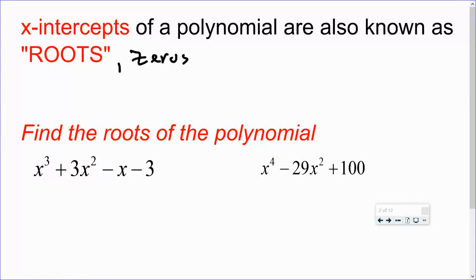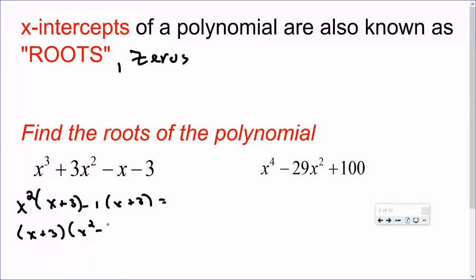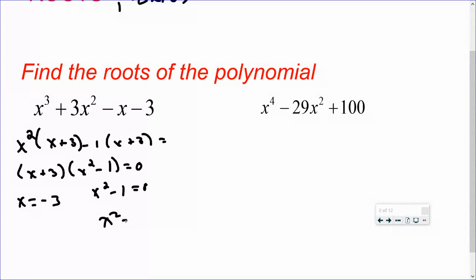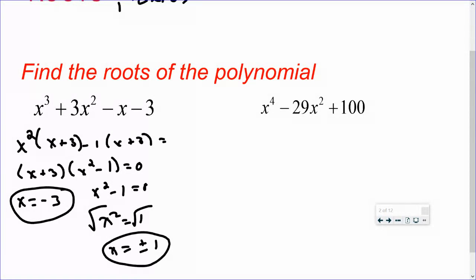When I see a problem like this, I'm going to try to factor it by grouping. So I'm going to take out the x squared, I get x plus 3. And here I'm going to take out a negative 1, I get x plus 3. So that means this is equal to x plus 3 times x squared minus 1 equals 0. x is equal to negative 3, and x squared minus 1 equals 0, so x squared is equal to 1. x is equal to plus or minus 1 because I take the square root of both sides. So there are all the roots. This one's not too bad.